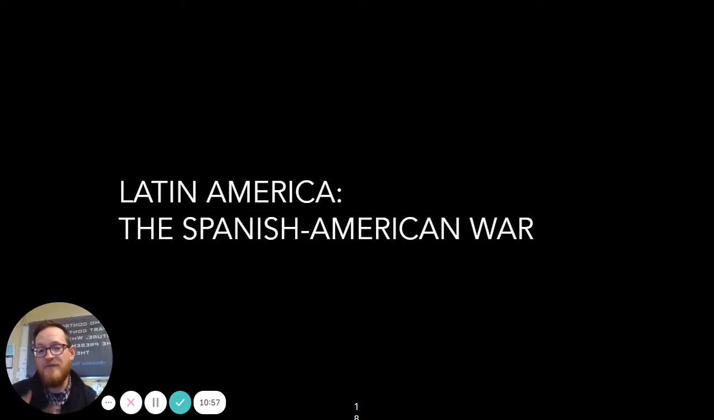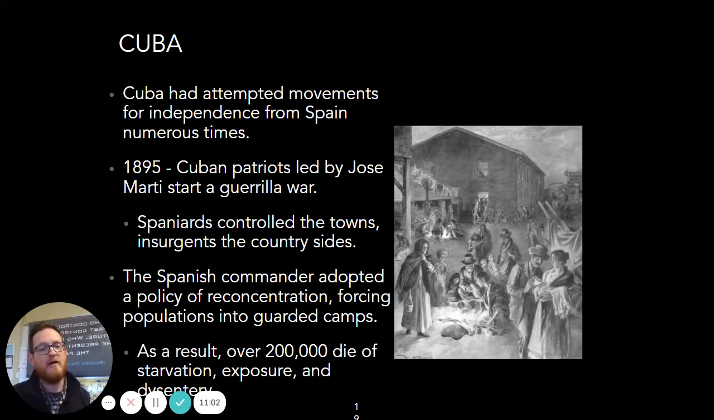So the first big event we're going to have to talk about with Latin America is the Spanish-American War. And this war is all caused because of Cuba. Cuba had attempted movements for independence from Spain numerous times throughout history. Again, it was still under the power of Spain during this time.